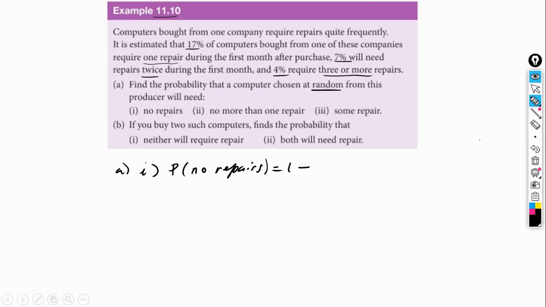Notice that we had 17%, so that's 0.17. That is that it'll break down once, plus 0.07, the probability that it'll need to be repaired twice, plus 0.04, which would be the probability of it requiring 3 or more repairs. So then this would equal 1 minus 0.28, and this is equal to 0.72.